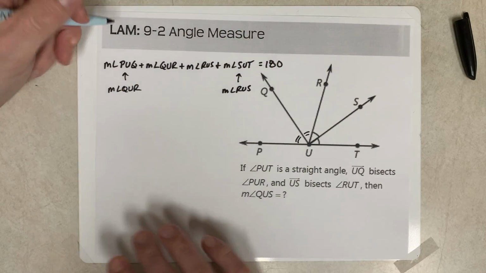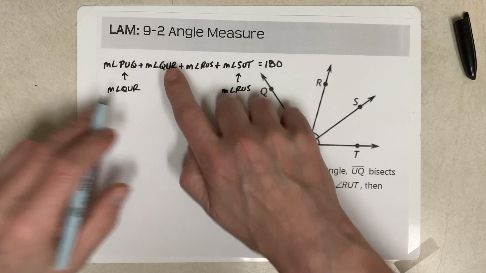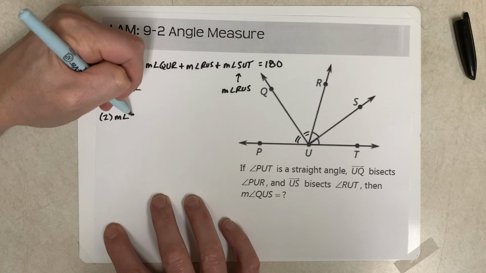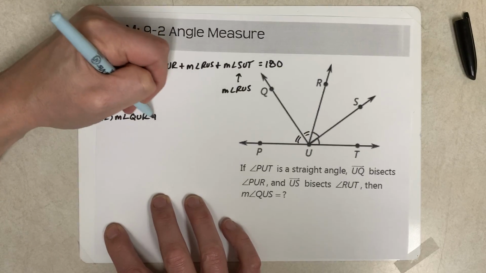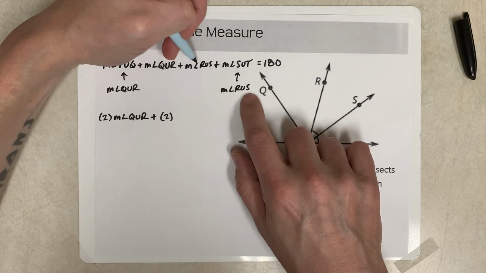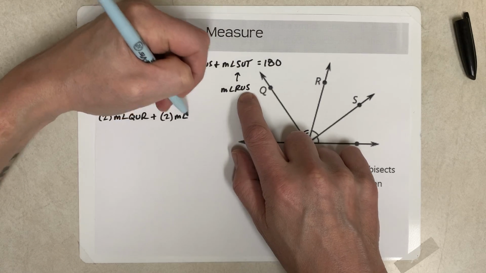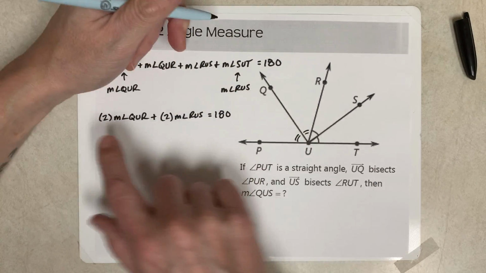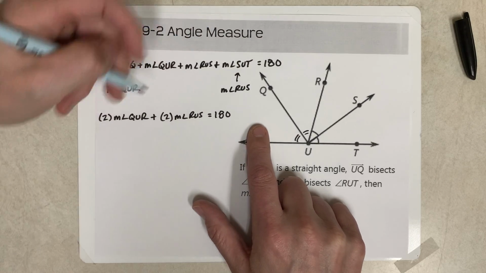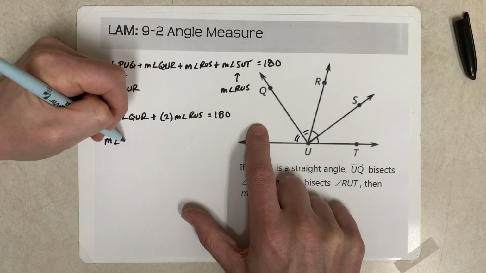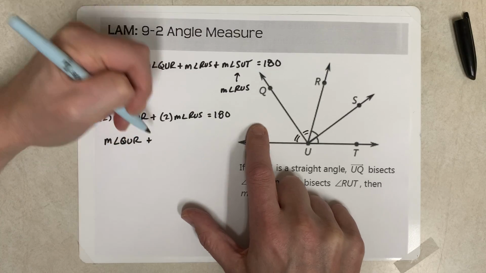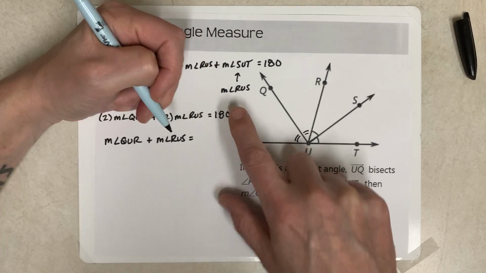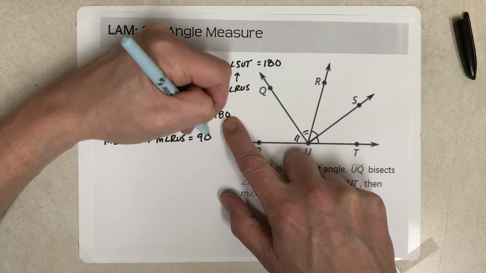Okay, now what we have then is two of these guys. So we have 2 times the measure of angle QUR plus 2 times the measure of angle RUS equals 180. If you divide everything by 2, you're going to get measure of angle QUR plus measure of angle RUS equals 180 divided by 2 is 90.